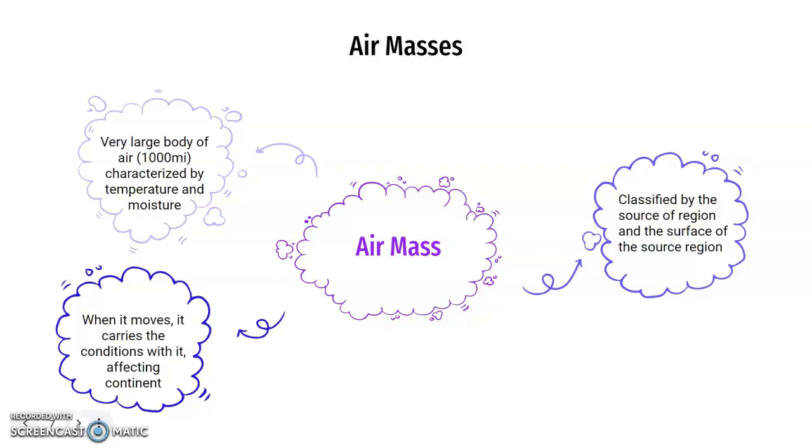So, air masses. What is an air mass? Well, an air mass is a very large body of air, and it's characterized by temperature and moisture. When the air mass moves, it carries the conditions that it started with, and it affects a large portion of the continent. Air masses are classified by the source region and the surface of the source region.